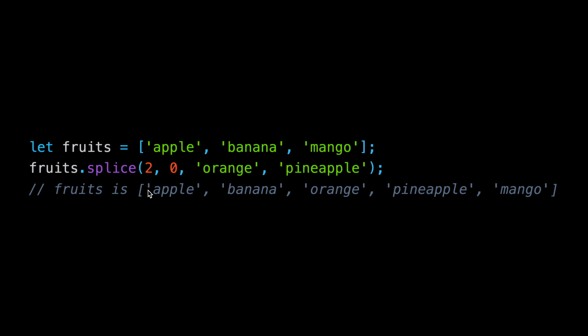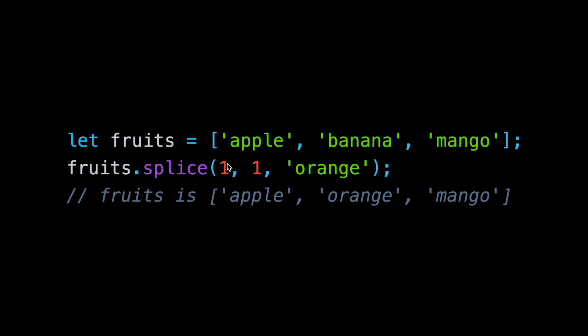We can also add elements with splice. So here we're going to index 2, 0, 1, 2, and we're not going to remove any elements, but now we're going to add orange and pineapple. So now we have apple, banana, orange, pineapple, mango. And here we're going to start at index 1, banana. We are going to remove the element. So we're going to remove banana, but we're now going to add orange. So now we have apple, orange, mango.